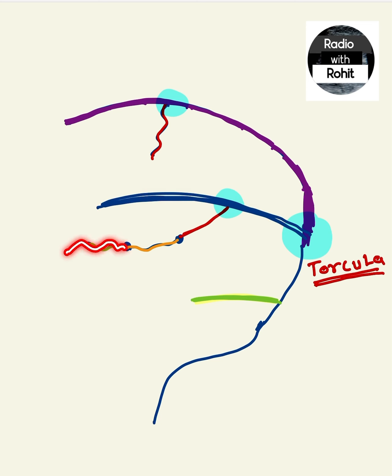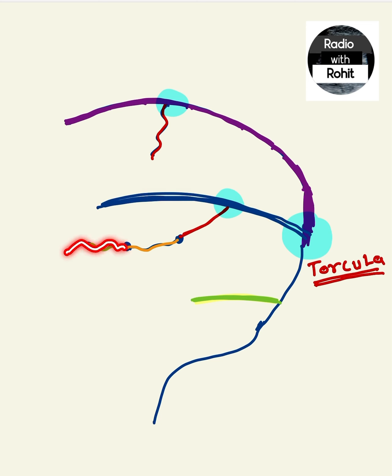This point where the straight sinus and superior sagittal sinus are meeting is termed the torcula. Then it forms the transverse sinus. The vein of Labbe is opening or draining here into the transverse sinus, and it continues to the sigmoid sinus, which is draining into the internal jugular vein.